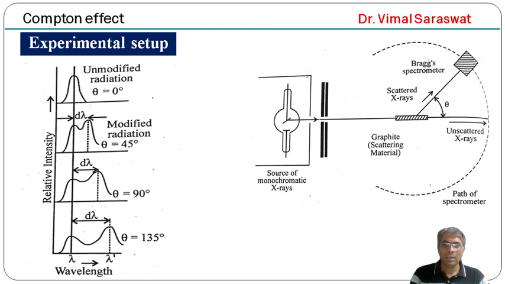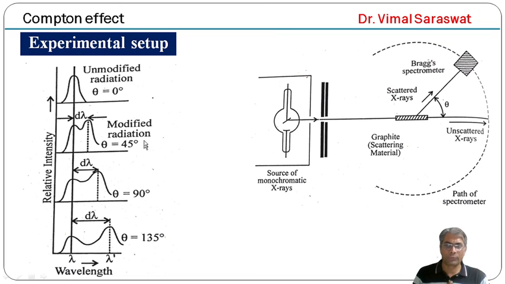Now if we draw a curve between wavelength and relative intensity at different scattering angles, then when theta equal to 0, there will be no Compton shift. So this will be unmodified radiation. But as the value of scattering angle increases, the difference between two wavelengths also increases. So this is the curve at theta equal to 45 degree. This is the curve at theta equal to 90 degree. And this is the curve at theta equal to 135 degree.